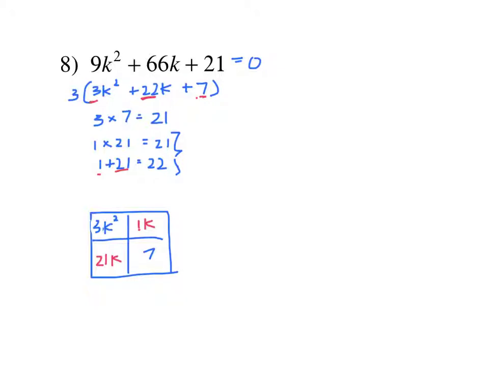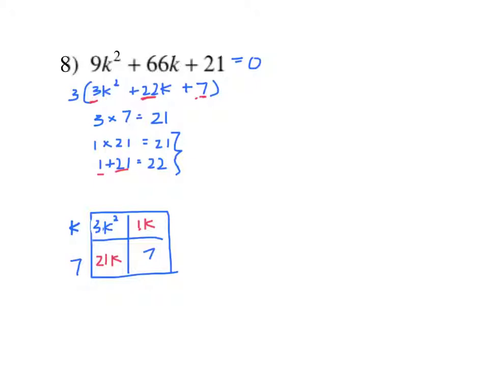Okay, so now what I'm going to do is look across each row, and look across each column, and take a common factor out of each row and column. So like if I look at this top row here, the common factor of 3k squared and 1k is just a k. So I can divide a k out of both of those. And then if I look at the bottom row, I've got 21k and 7, and I can divide both of those by 7. So I'm going to put 7 out here.